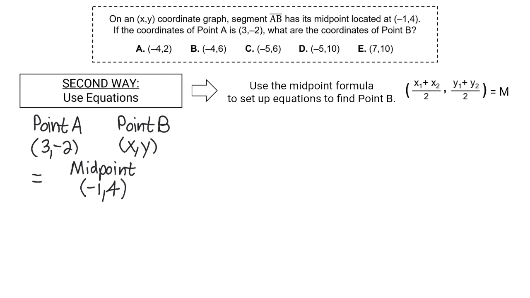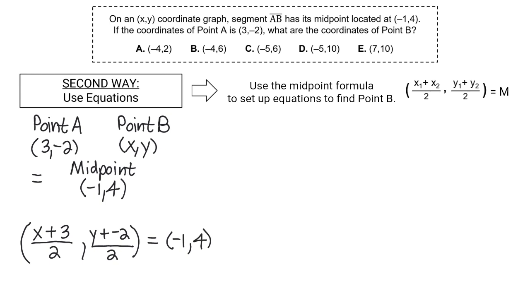Using the midpoint formula, we have to add the x's and divide by 2 to get the x coordinate. In other words, adding the x coordinates of point A and point B and dividing by 2 should give us an answer of -1 for the x coordinate of the midpoint. Adding the y coordinates and dividing by 2 has to give us the y coordinate for the midpoint.